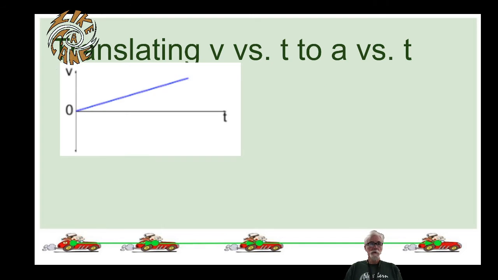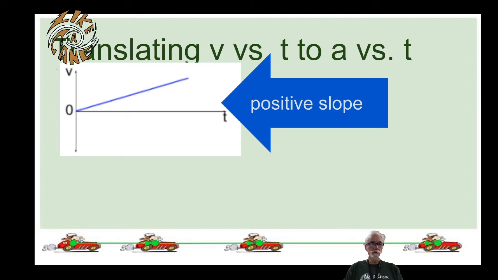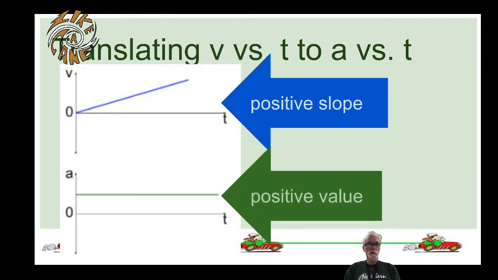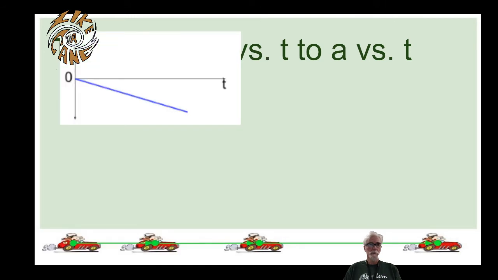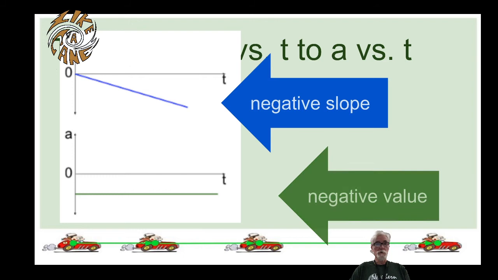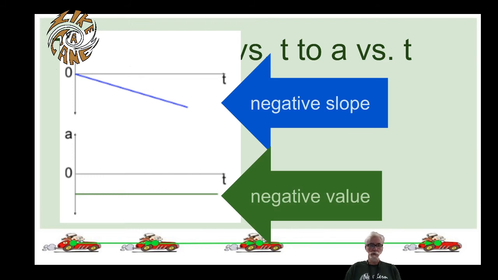In this example, the slope of velocity versus time is positive, and it's constant. Therefore, the acceleration versus time graph will be a horizontal line that is above the zero line. In this example, the slope of velocity versus time is negative and constant. Therefore, the acceleration versus time graph will be a horizontal line that's below the acceleration equals zero line.